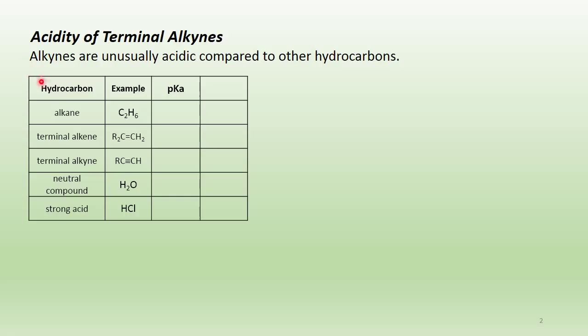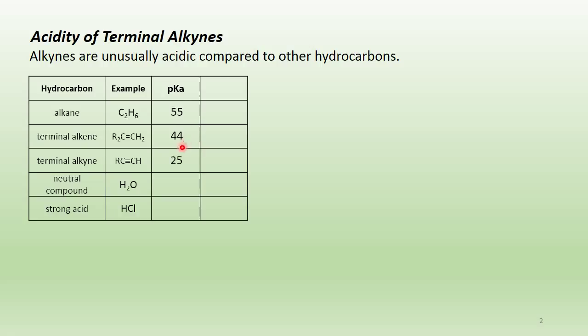Here's a table comparing the acidity of various hydrocarbons. An alkane, a saturated hydrocarbon, has a pKa of about 55. That's about as non-acidic as you can possibly get. A terminal alkene, that is the hydrogens on a terminal alkene carbon, are still quite non-acidic, but a pKa of 44 is quite a bit more acidic. That's 10 to the 11 times more acidic than that of an alkane.